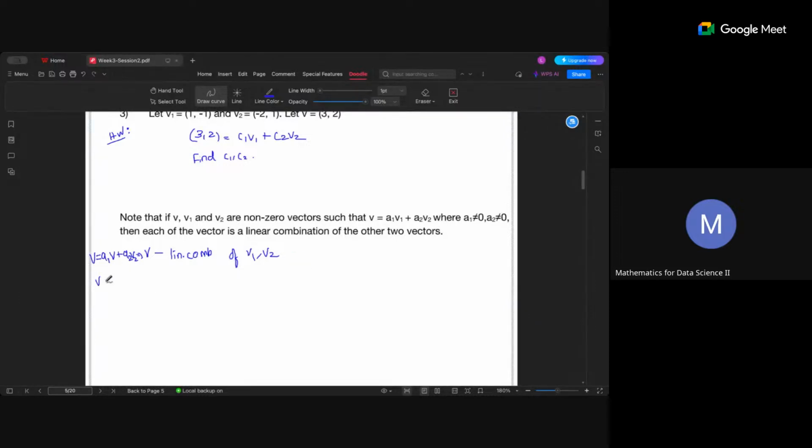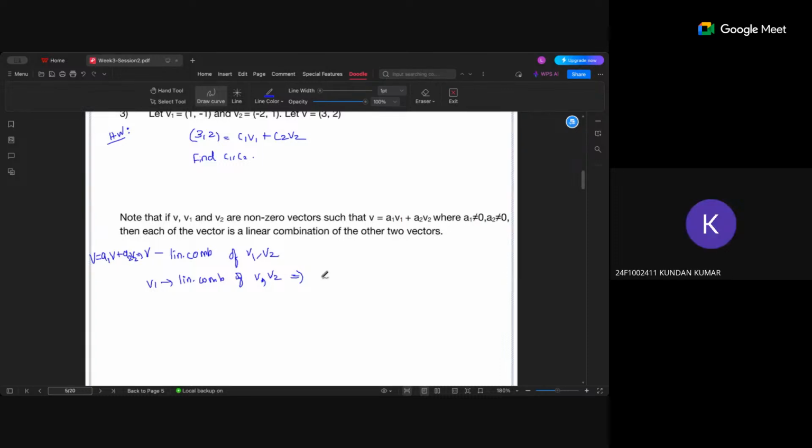Now, for the next one, what should be the expression which we need? We need V1 to be a linear combination, because I'm saying each vector is a linear combination of the other two vectors. So it means I can write V1 as a linear combination of V and V2. How can that be achieved? Those who said you understood, tell me. How can this be achieved? This is a comma here, by the way. Don't think of it as V1.